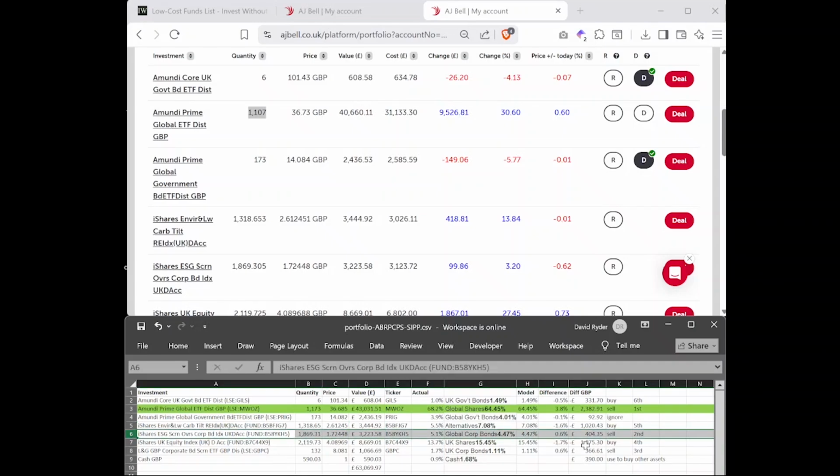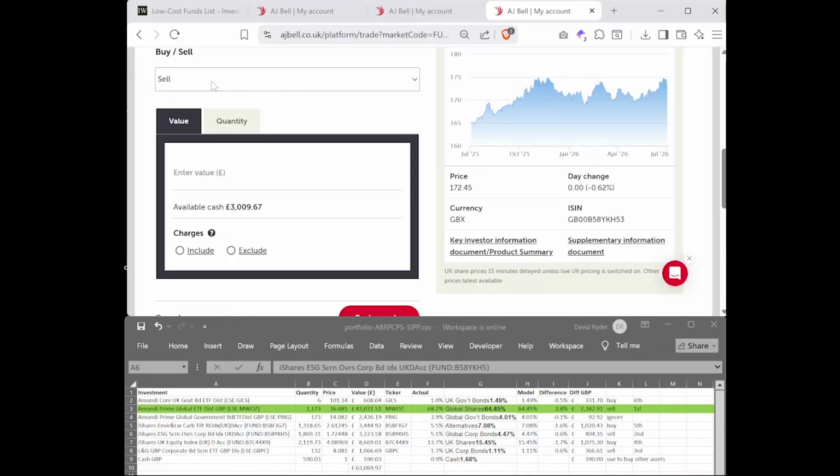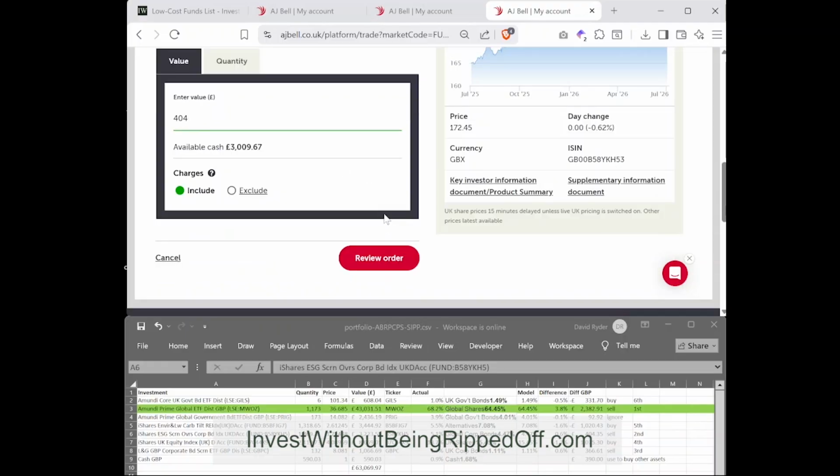Second is to sell around £400 worth of global corporate bonds, which is iShares ESG Screened, which is this one. So I shall click on this and have a look there. And here we are. I click on sell. I want to include the charges, and the value was about £400. So let's see how close we can get to, well, it says 404 pounds, which is this amount here, because that's what we're working on now. 404. So we shall review the order.